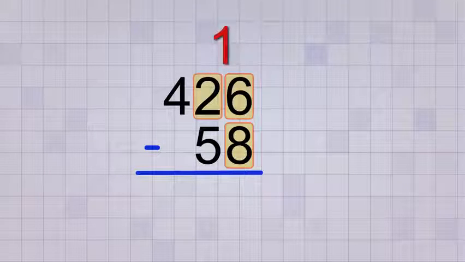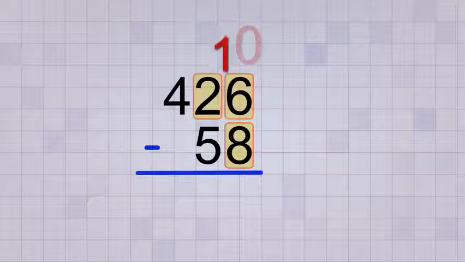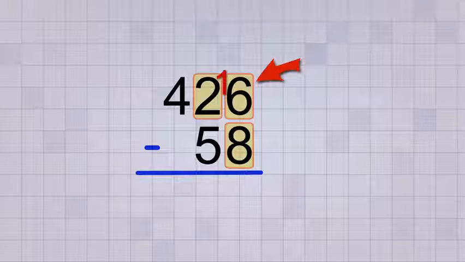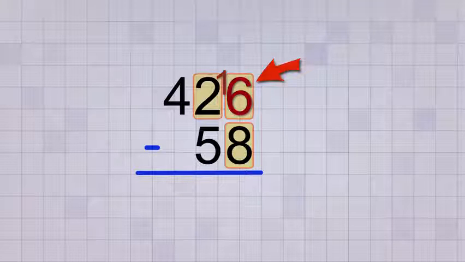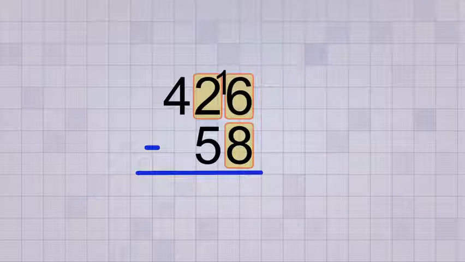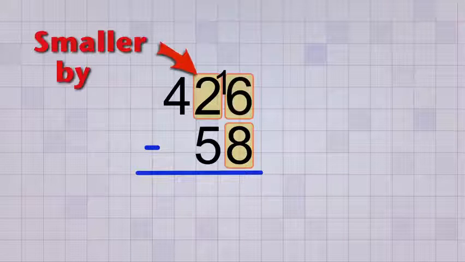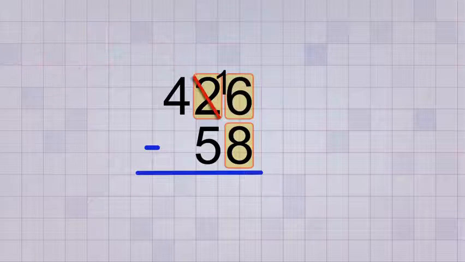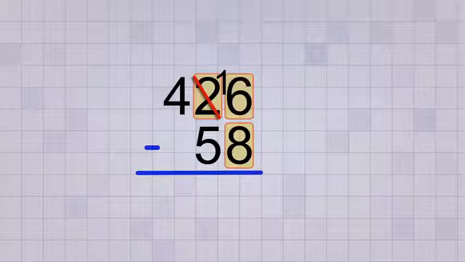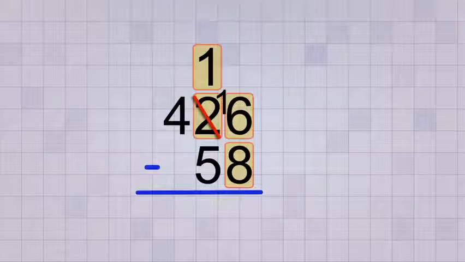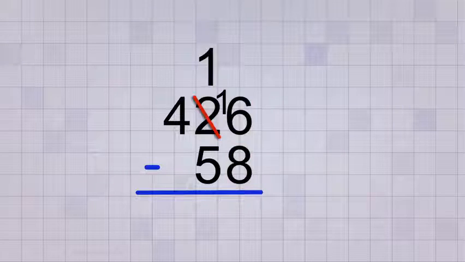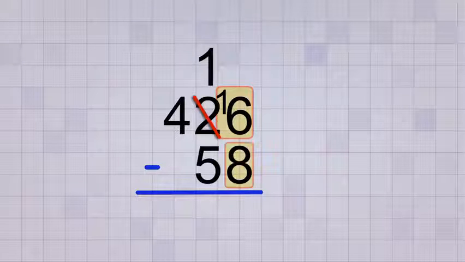We'll borrow a 1, which is really a 10, and we'll write it in front of our borrowing digit, in this case 6, which gives us 16. And don't forget to make the digit we borrowed from smaller by 1. You can just cross it out and write the new smaller number above it, like this. Okay, now we can subtract from the first column. 16 minus 8 equals 8.